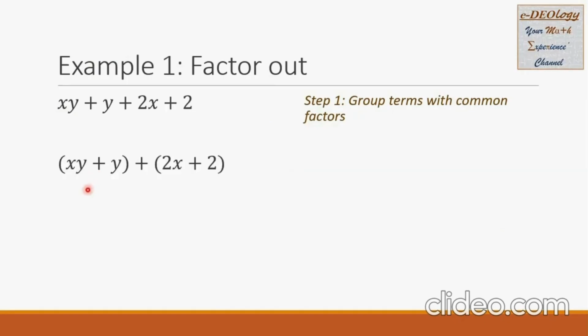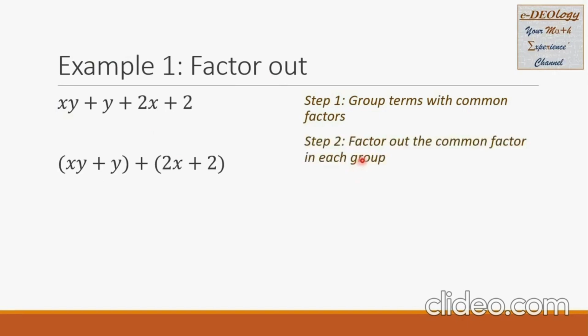Let us have example 1. Let's factor these four terms: xy plus y plus 2x plus 2. In step 1, we're going to group terms with common factors. So I'm going to group the first two terms, xy plus y, and the last two terms, 2x plus 2.